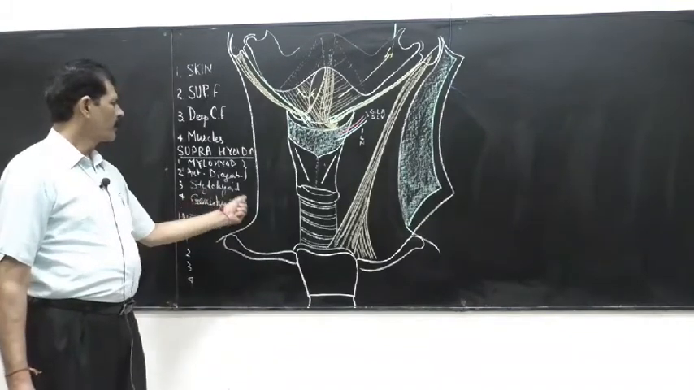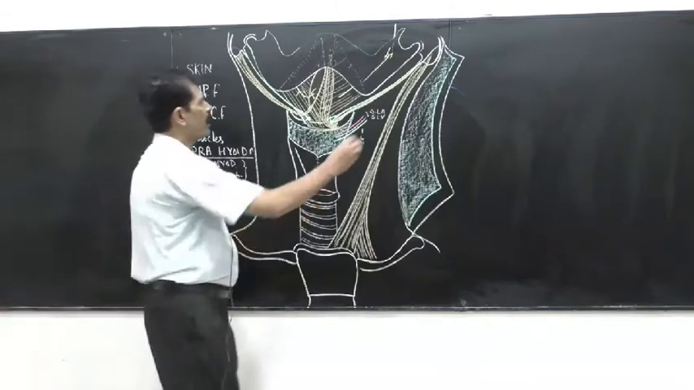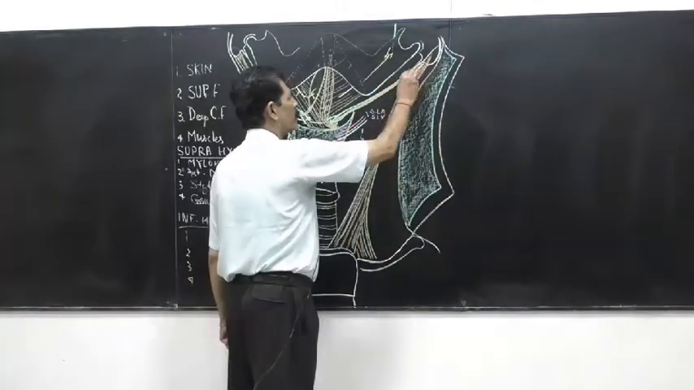The stylohyoid we have already done. Stylohyoid muscle will be supplied by which branch?